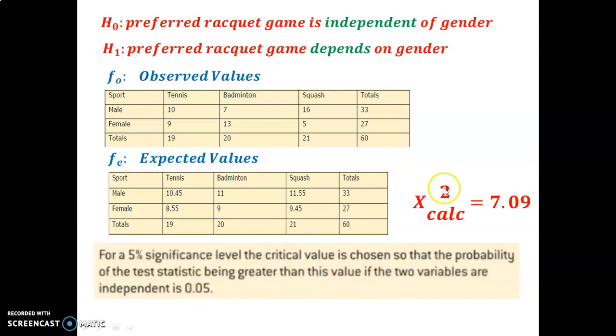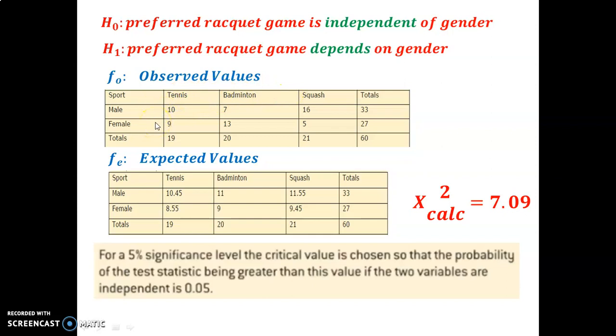Well, let me explain what that means. Basically, we're saying we want to make sure that there's only a 5% or less chance that this value we calculated is possible if these two things, sport and gender, are independent.